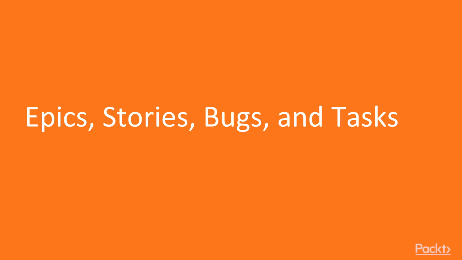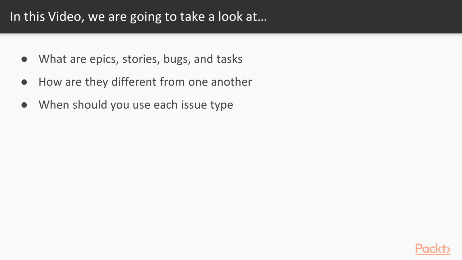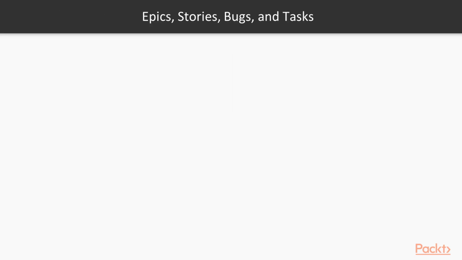So first, we're going to talk about epics, stories, bugs, and tasks. We're going to talk about what they are, how they're different from one another, and when you should use each kind of issue type. So first we'll talk about epics.